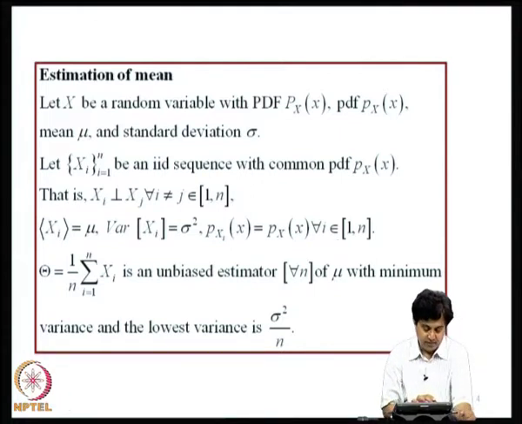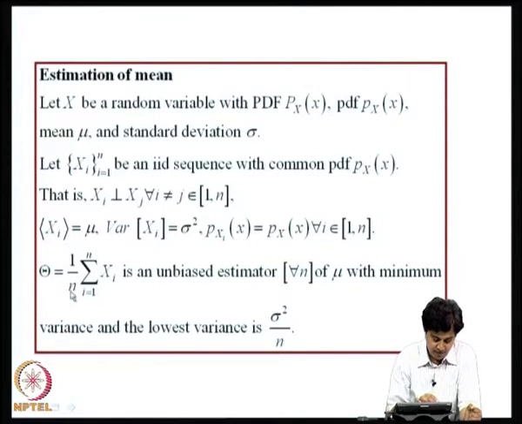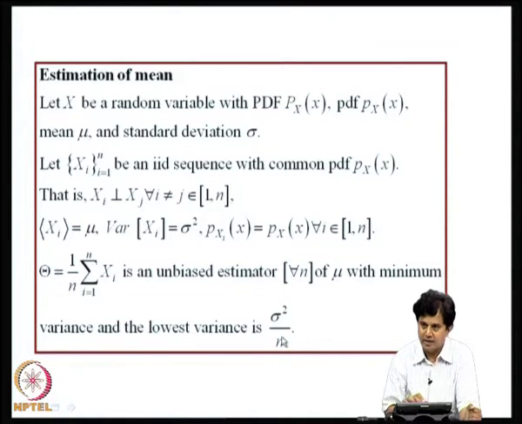In the previous lecture I showed that theta given by 1 by n, sum over i equal to 1 to n of xi, is an unbiased estimator for all n of mu with minimum variance, and the lowest variance is sigma square by n. That means this is an unbiased estimator irrespective of the size of the sample, okay, and the lowest variance is sigma square by n. So, as n becomes large this variance reduces and on an average the statistic provides an exact solution to the problem of parameter estimation of the mean of the population.